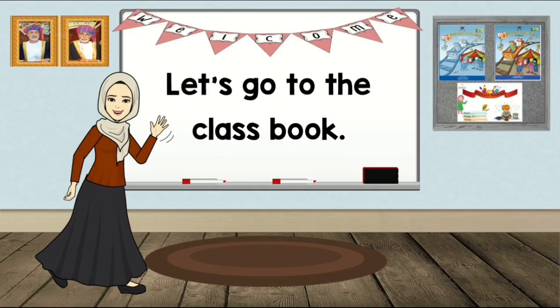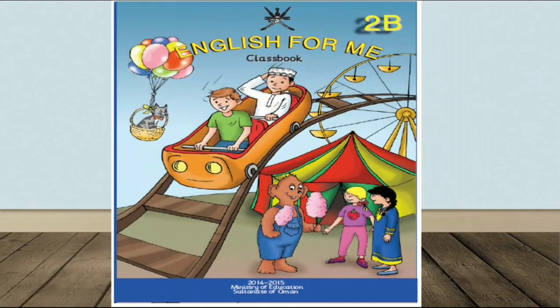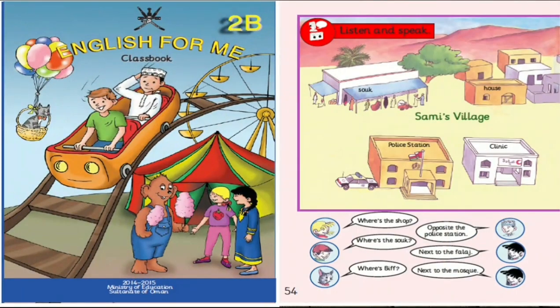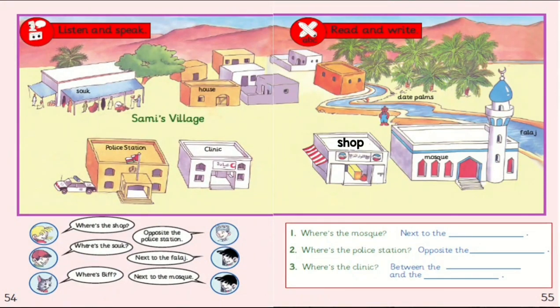Now let's go to the class book. Please open page 54 and 55. Now look here. What can you see? Is it a town or a village? Very good. Village. A village. Now this is Sami's village. Sami's village.